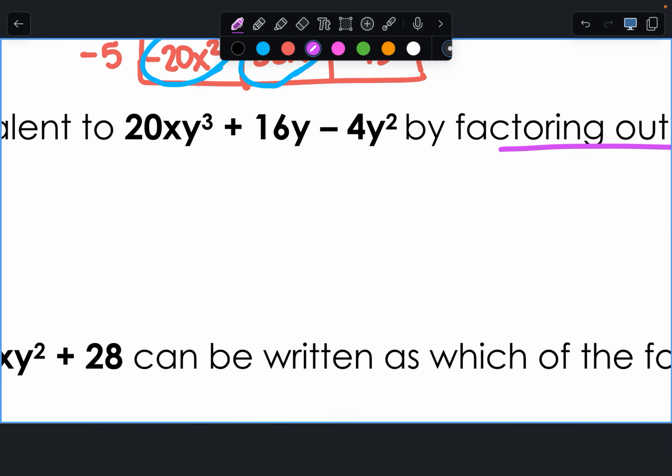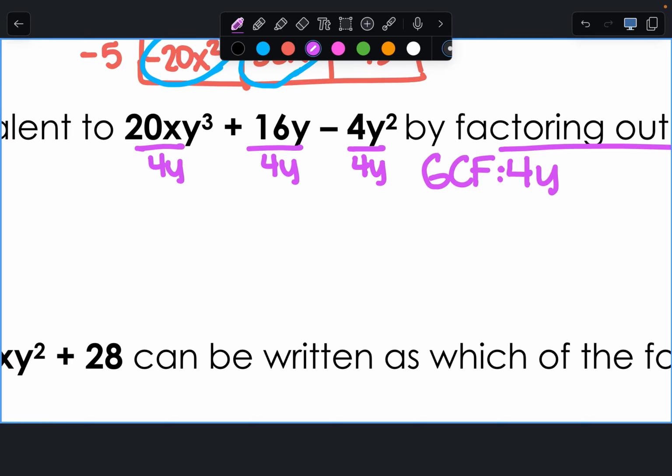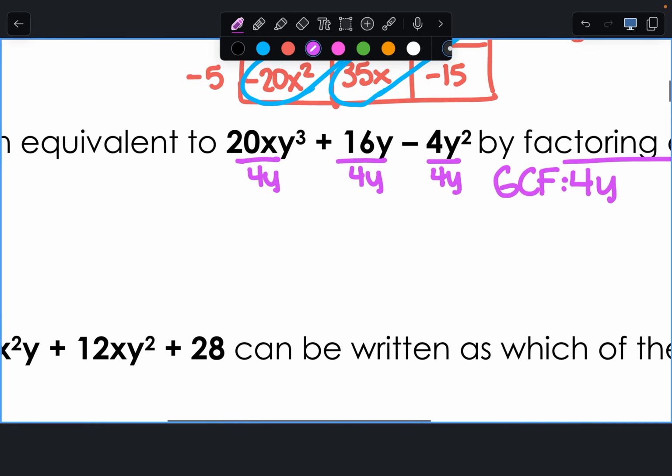So, let's find the greatest common factor. What is the biggest number that goes into all of them? 4. And they all also have what? A y. Okay? So we divide each one by 4y.